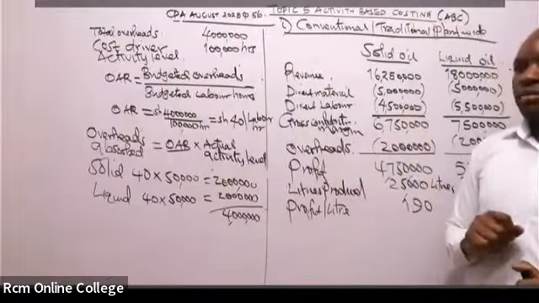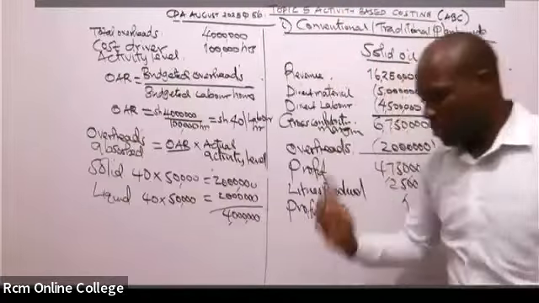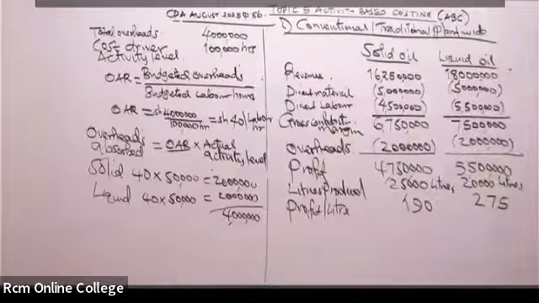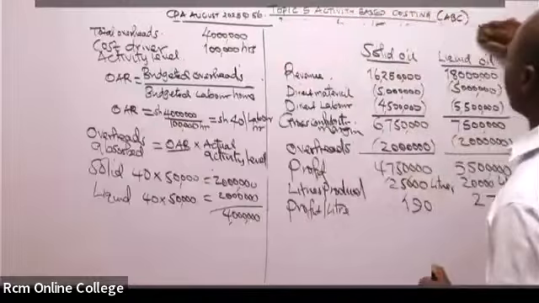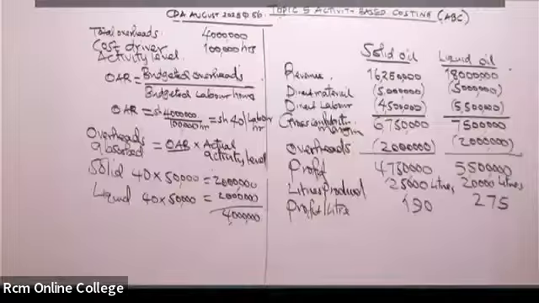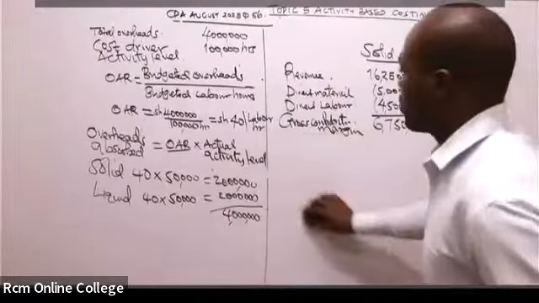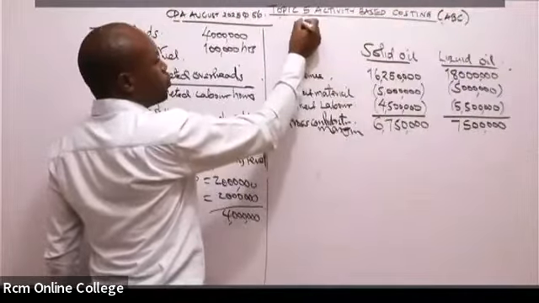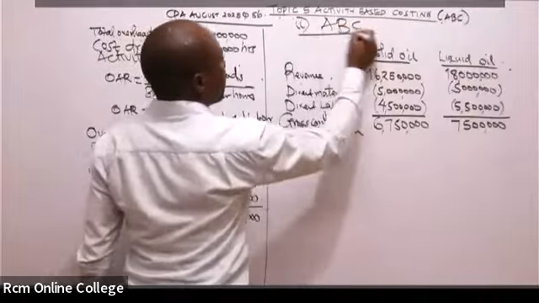Every other item will be the same when we get to the activity-based costing method. For my case, I want to do it now using method number 2. I will eliminate that and also do away with this part. What if I am told to do the same thing using activity-based costing? What will I do?